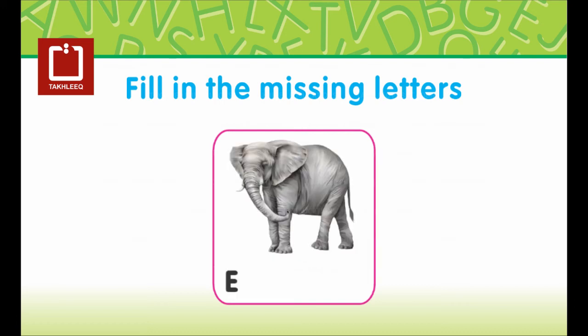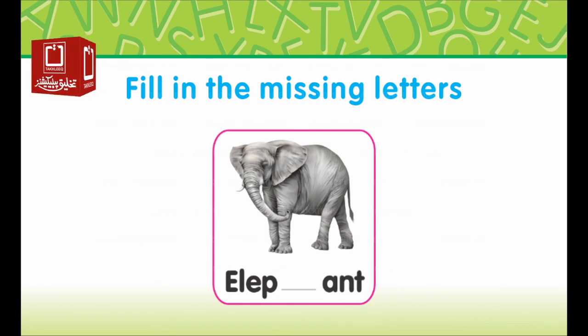Here we see the picture of an elephant. Here is written E L E P dash A N T. The spellings of elephant are E L E P H A N T, elephant. Here letter H is missed, so we write here H.